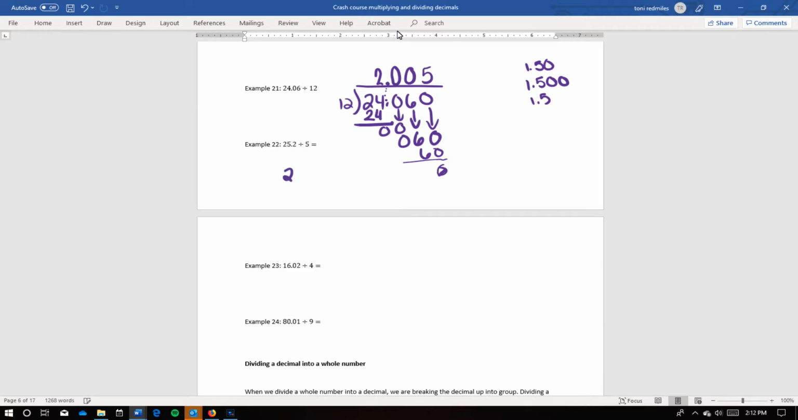All right, let's do the next one. Gonna bring that decimal point up, and 5 goes into 25 5 times. 5 cannot go into 2, so I need to put a placeholder so I can go out to the hundredths place. And like I said, 0.2 is the same as 0.20. Doesn't change its value, it's still 20 cents. There's an understood 0 if I don't write it there. Okay, so I'm going to drop down my 0. 5 can go into 20 4 times. So the answer to this one is 5.04.